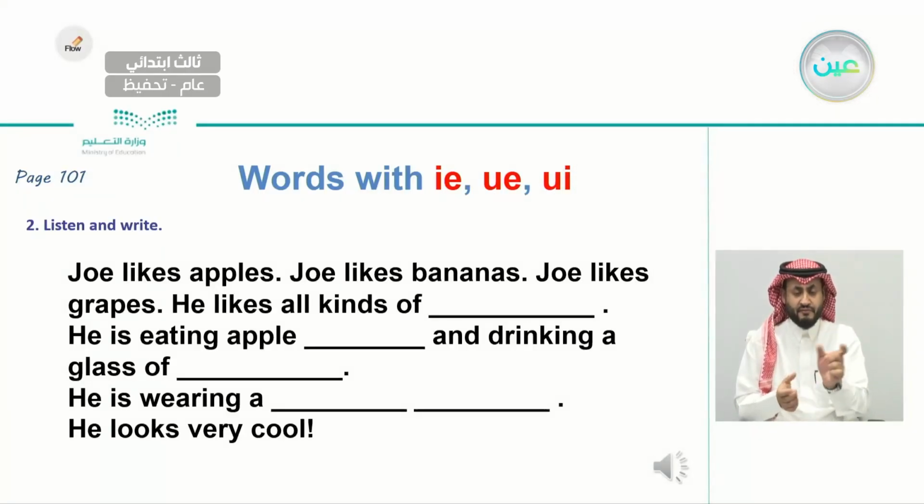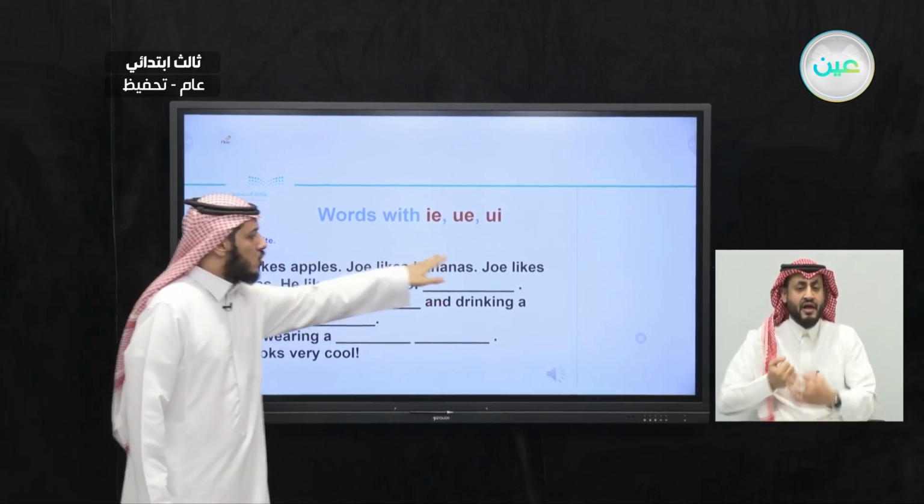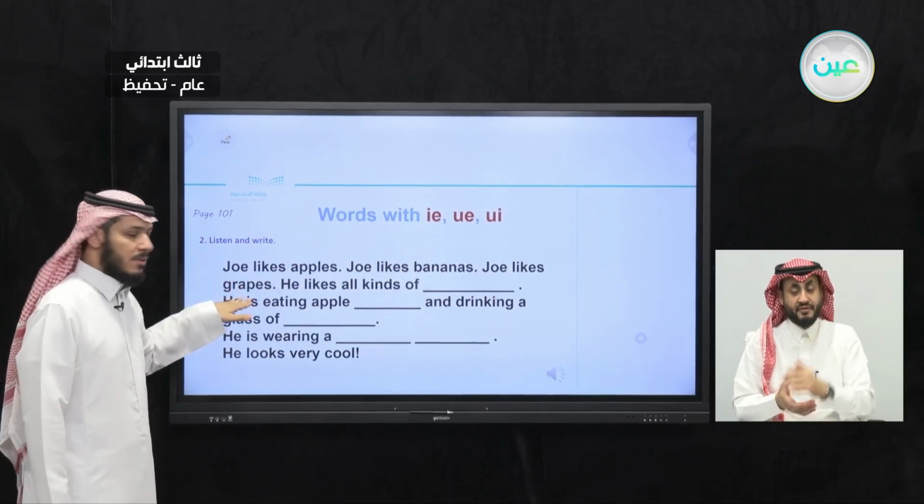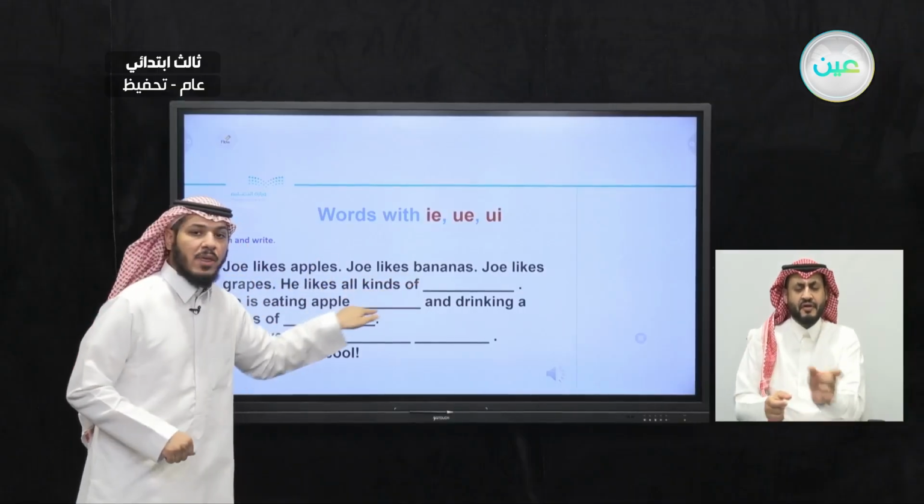Okay, this paragraph. Joe likes apples. Joe likes bananas. Joe likes grapes. He likes all kinds of what? After that, he is eating apple, what? And drinking a glass of what? Okay? He is wearing a and a. Okay? He looks very cool. Okay, now listen and tell me what are the missing letters here.